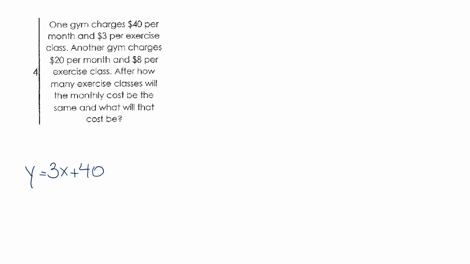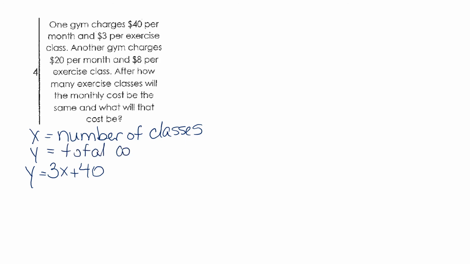So let's think of what our variables could be in this situation. The variable of x is going to represent the number of classes, and my y is representing my total cost. And it's okay to identify your variable titles after you start the problem. It just kind of depends on what's easier for you. So I'm going to draw my line between my equations here.